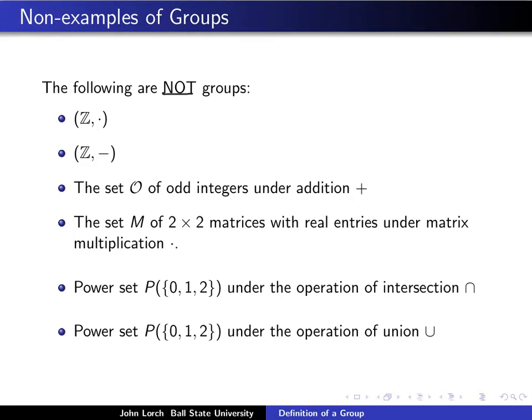So we begin with the integers under ordinary multiplication. Now, if this were to be a group, we would want the identity element to be equal to 1, right? Because anything times 1 equals itself. But if that's the identity, it doesn't take long to find an integer that fails to have a multiplicative inverse. For instance, the number 2 has no multiplicative inverse in the integers.